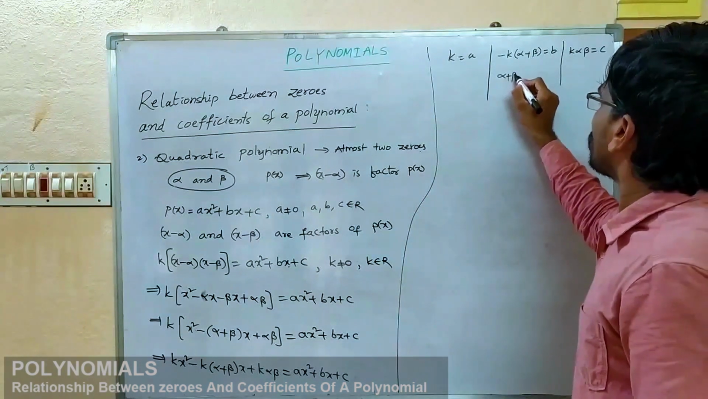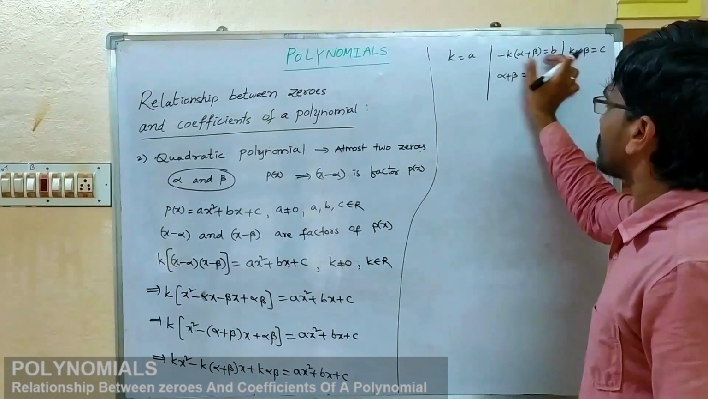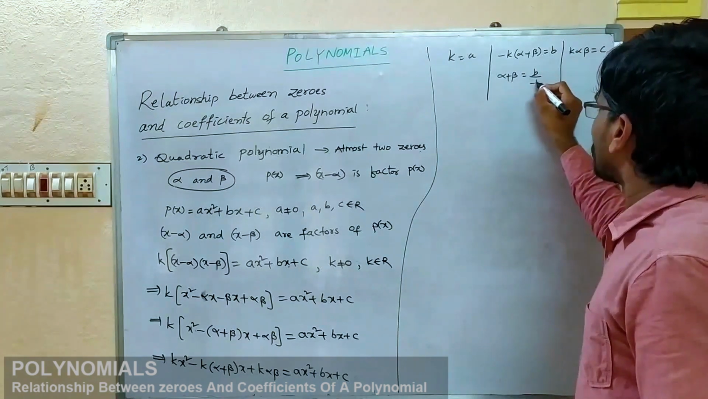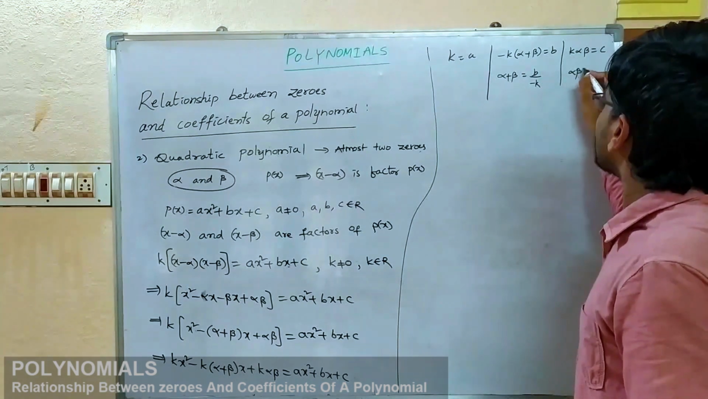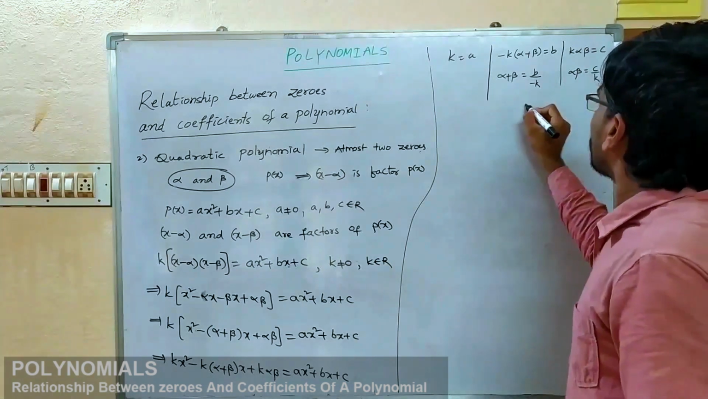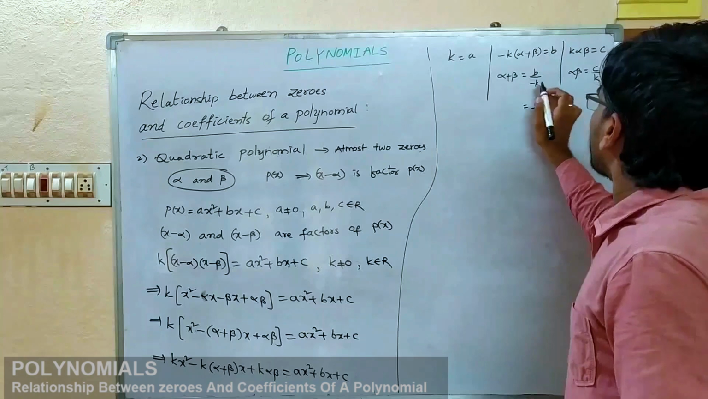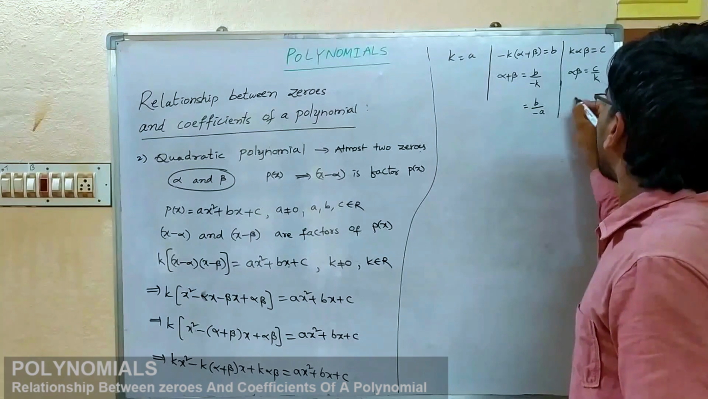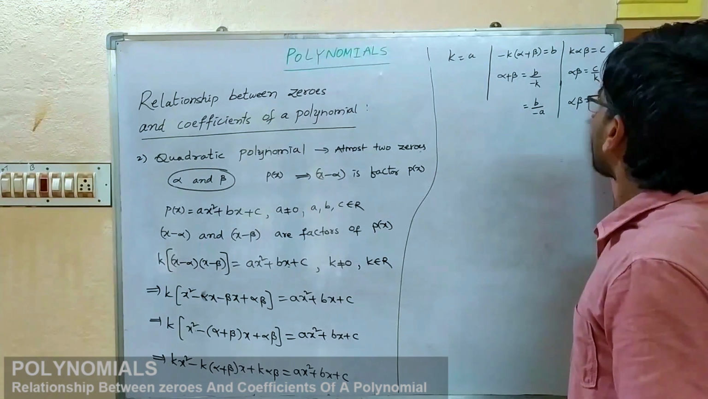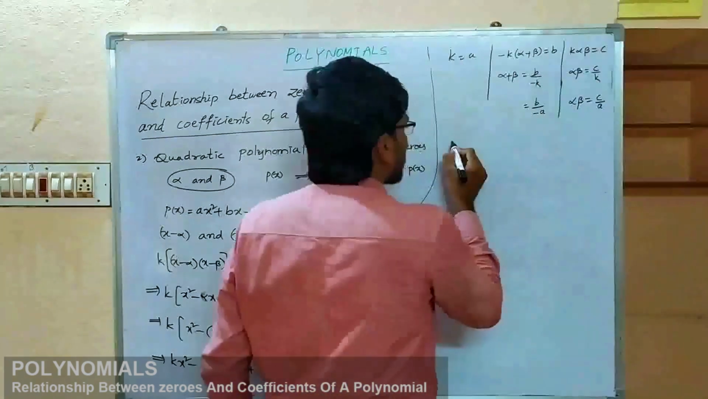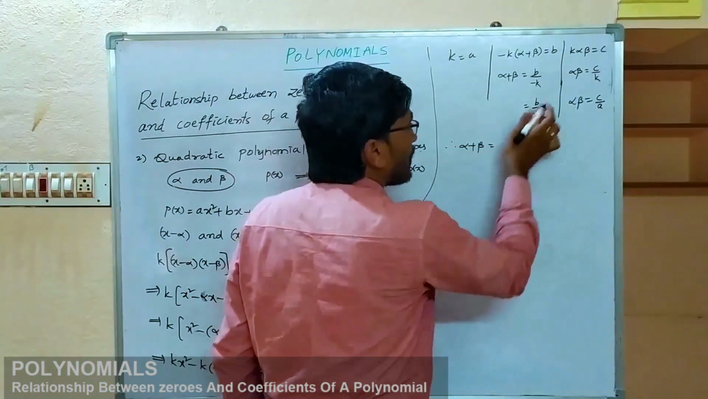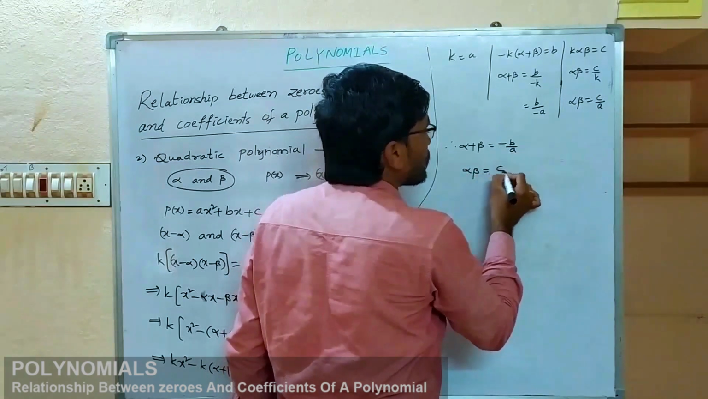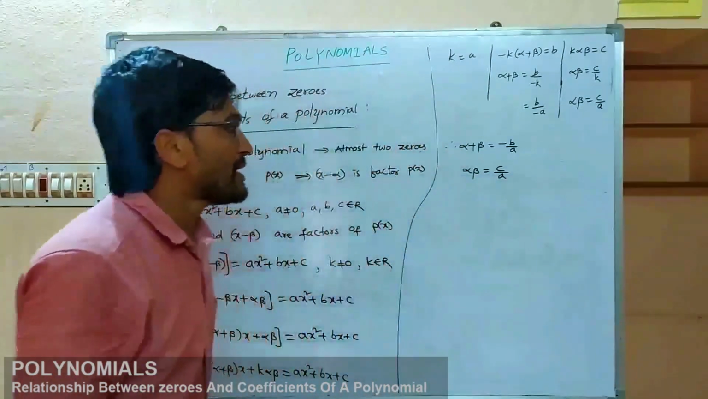The k value is a here. So alpha plus beta: here minus k is multiplying with alpha plus beta, so it goes to the right hand side and becomes division, b by minus k. And alpha beta is equal to c by k. As the value of k is a, we get b by minus a, and alpha beta is equal to c by a. So finally alpha plus beta is equal to b by minus a, which in standard form is minus b by a, and alpha beta is equal to c by a.